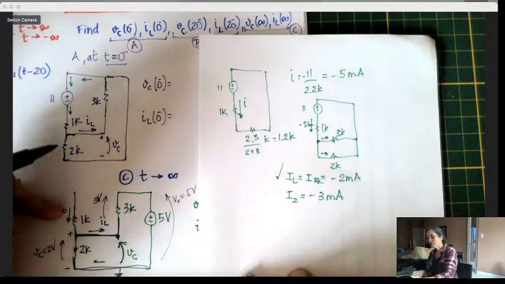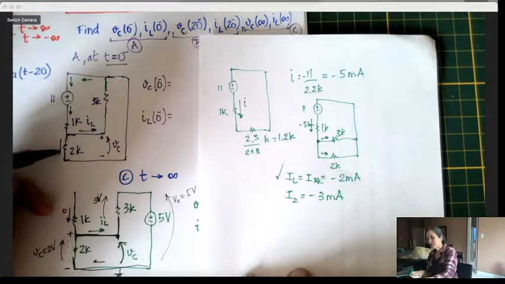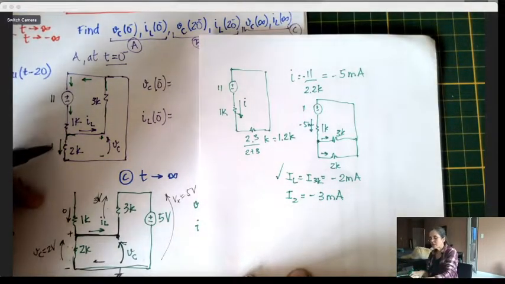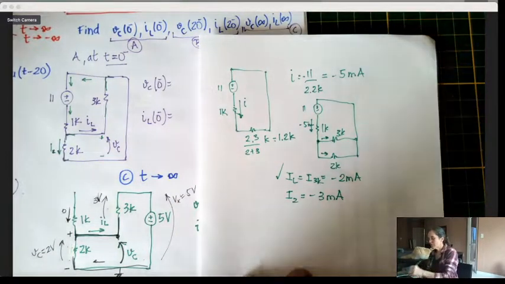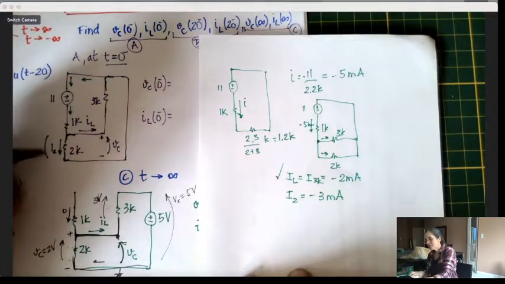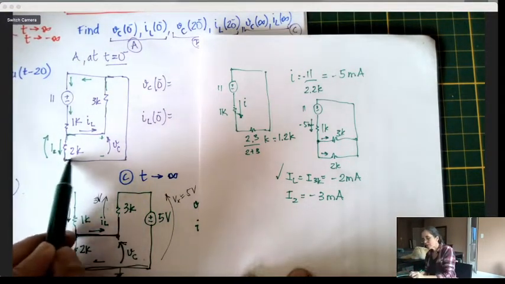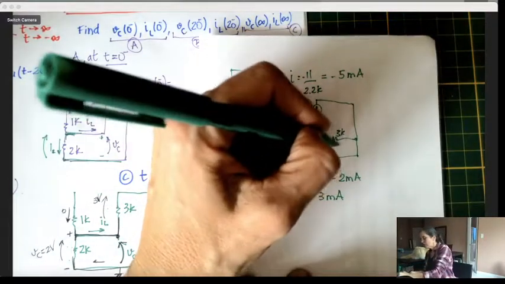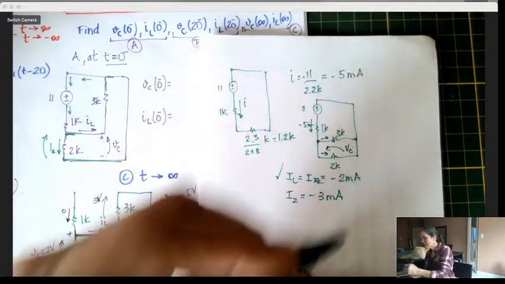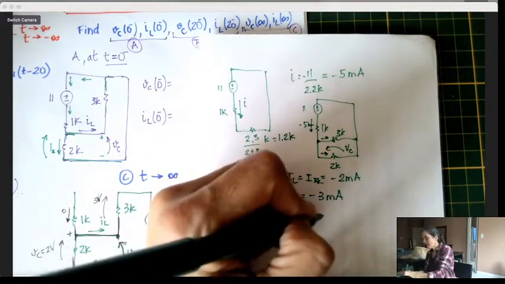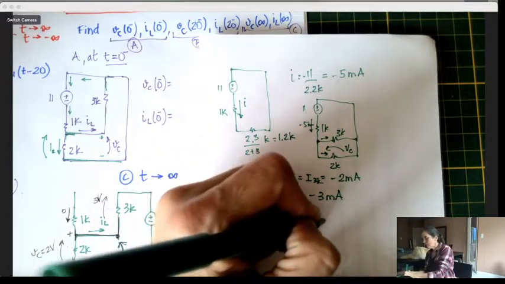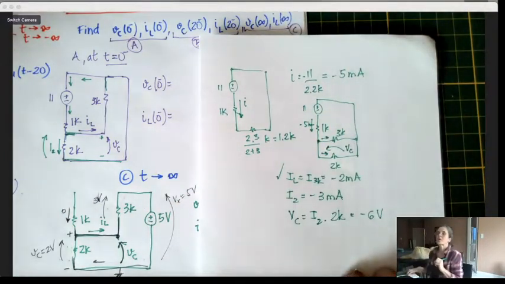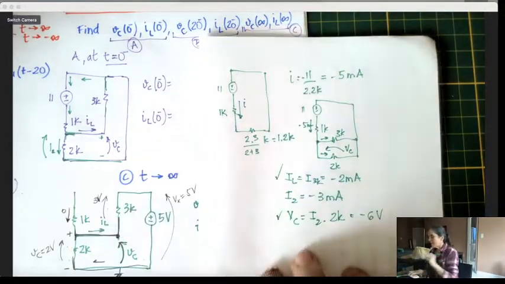And now all that's left for me to do is to find the VC. And hopefully you see here, this is the I 2 kilo ohms, which is minus 3 milliamps. And the VC is between this node here and this node here. So this is my VC. So VC will be I2 times 2 kilo ohms, which is minus 6 volts. This is VC of 0 minus.